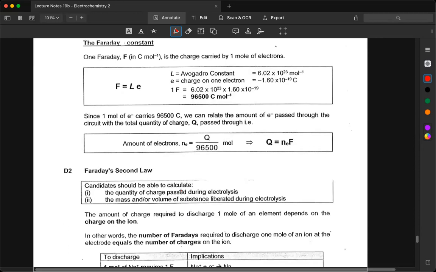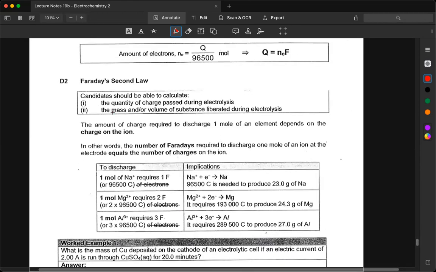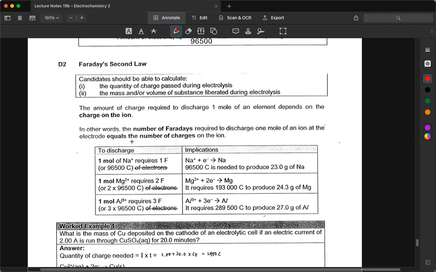Using Faraday's constant. Lastly is Faraday's second law. The amount of charge to discharge 1 mole of element depends on the charge on the ion. In other words, the number of Faradays required to discharge 1 mole of ion at the electrode equals the number of charges on the ion. So if we want to discharge 1 mole of Na+, it requires 1 Faraday.